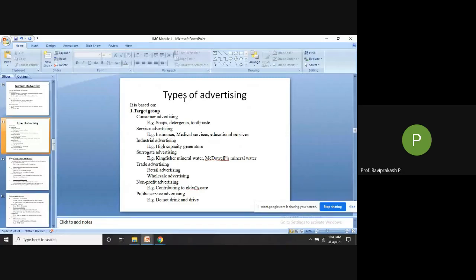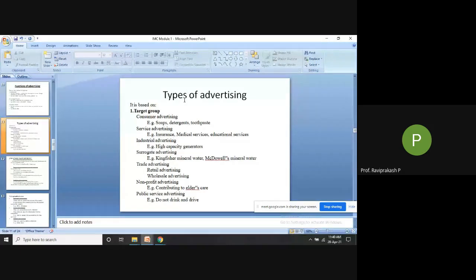Next comes service advertising. These are service providing companies, like you can see in the example there: insurance companies, medical services, educational services. When they advertise, it comes under service advertising.